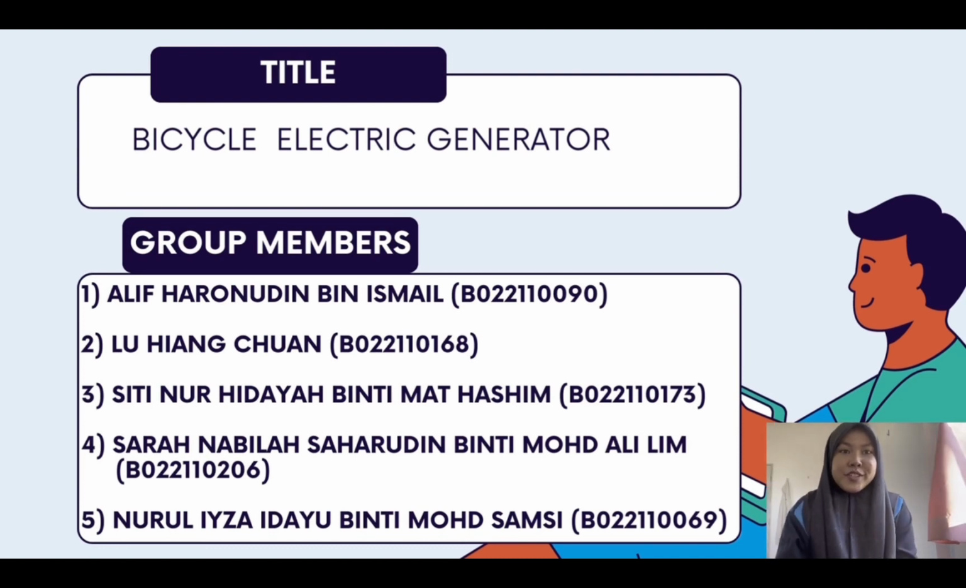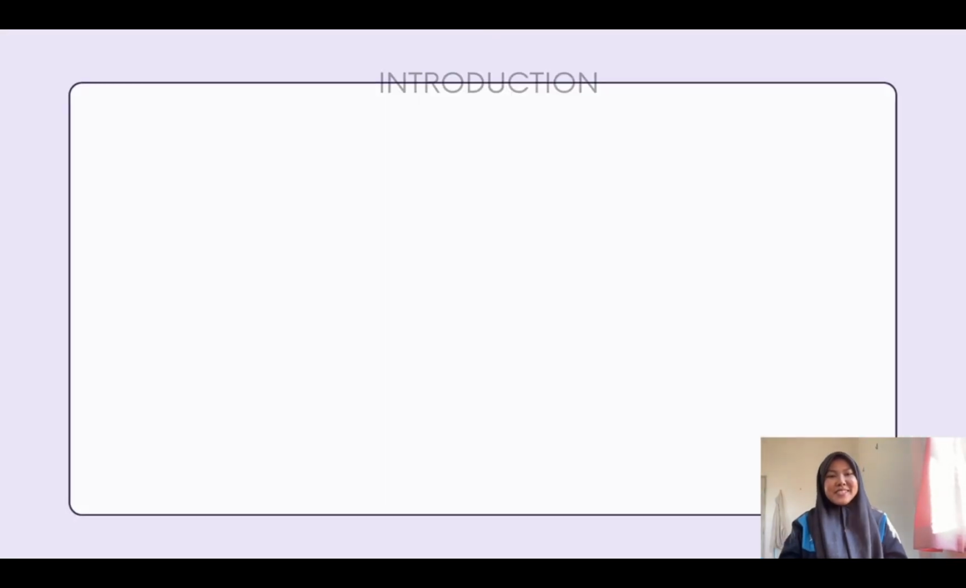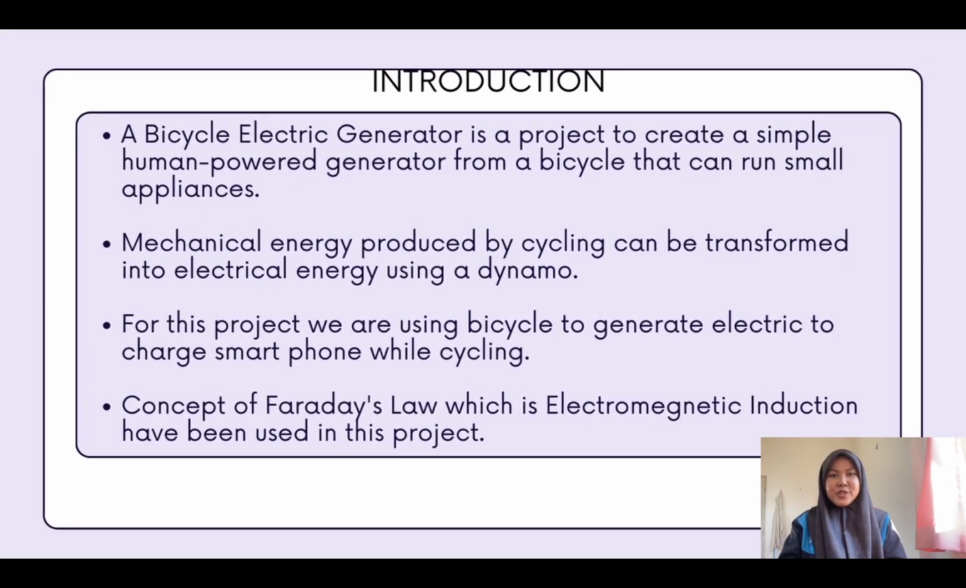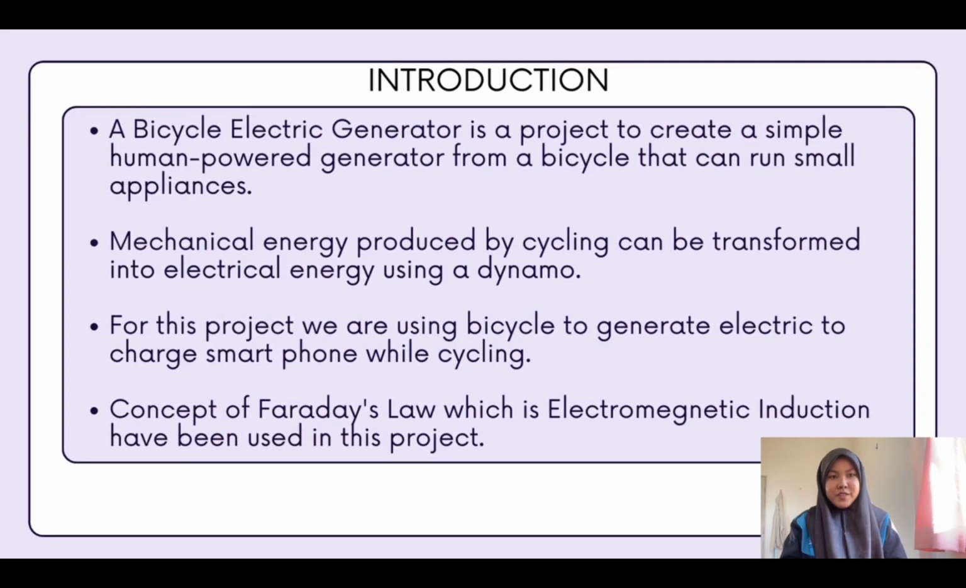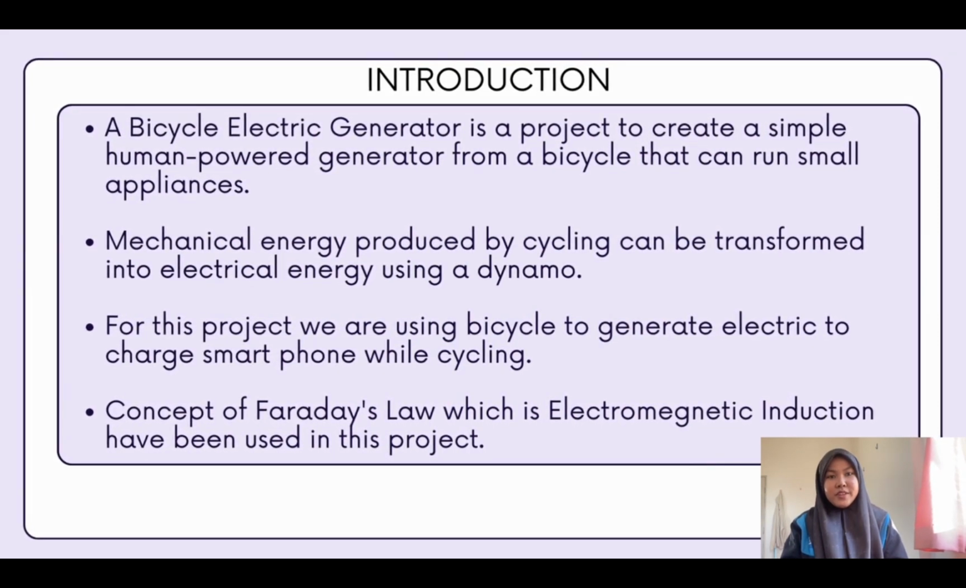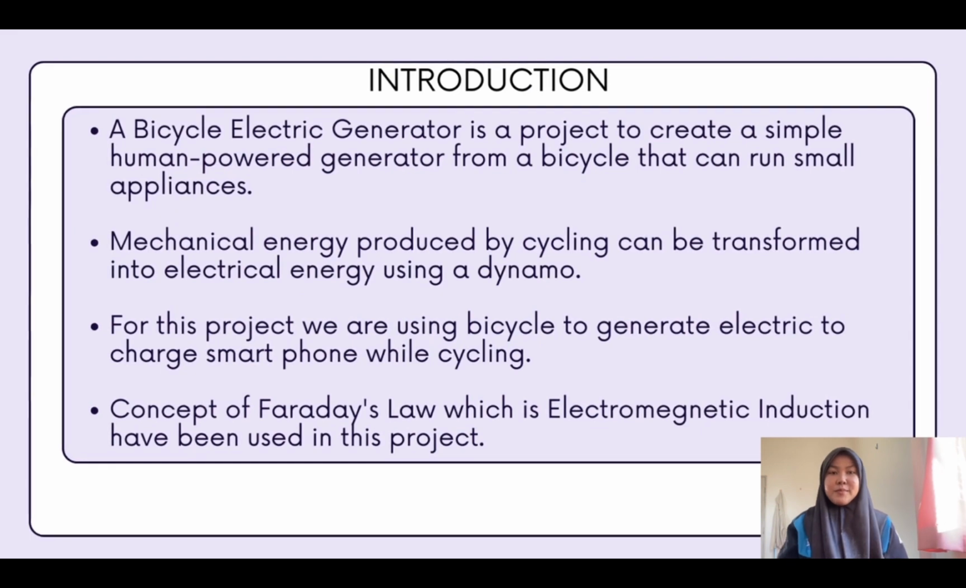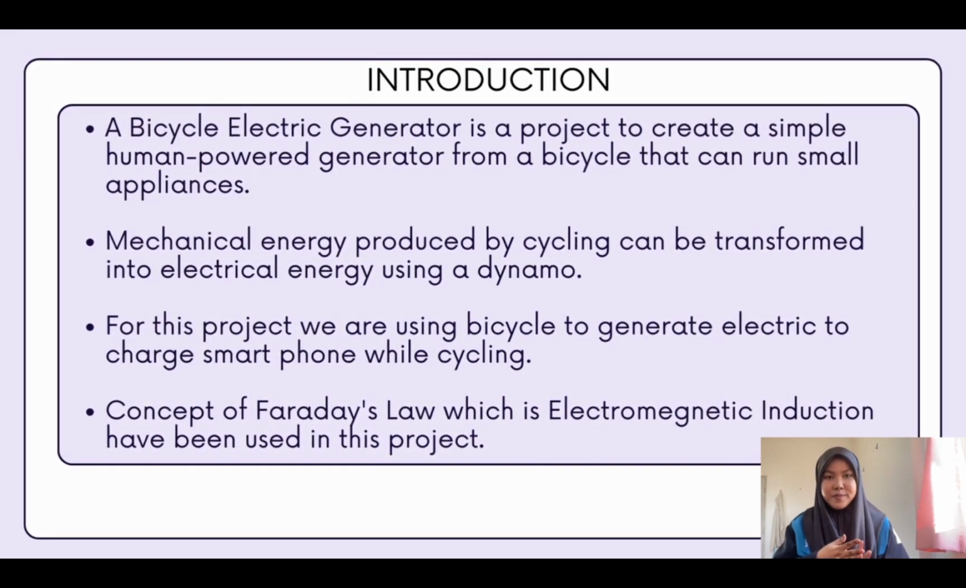Our title for the group assignment is Bicycle Electric Generator. A bicycle electric generator is a project to create a simple human-powered generator from a bicycle that can run small appliances such as light bulbs, laptops and cell phones.